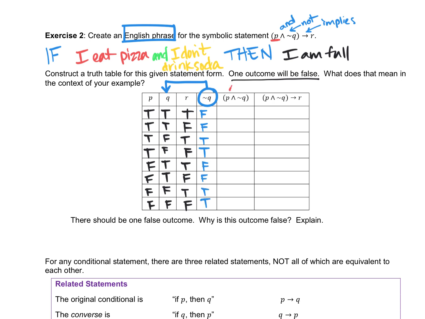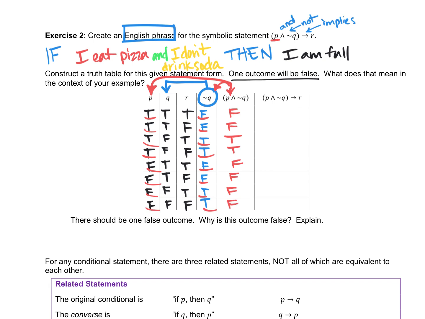When we look at and, we want conjunction. Remember, they both have to be true. So we're looking at the P column along with the negation column. If we look at true, false, that's going to be false. True, false, that's false. True, true, that'll be true because they're both true. And then the rest of these are going to be false because there's a lot of false going on in there.